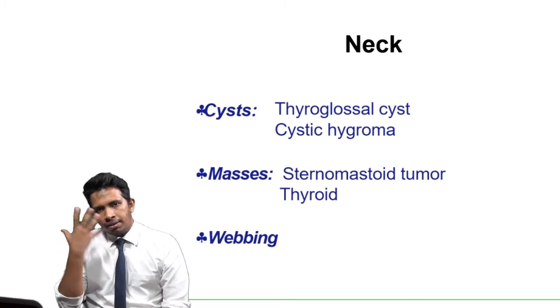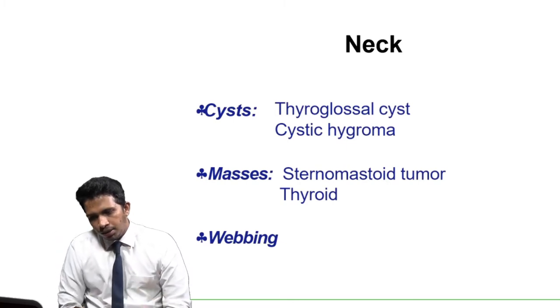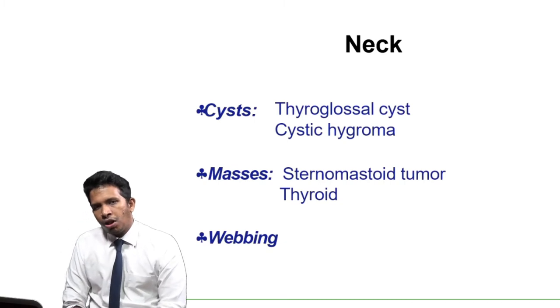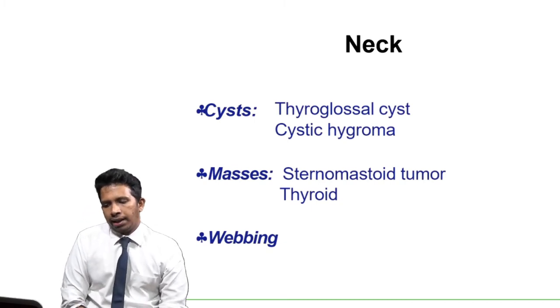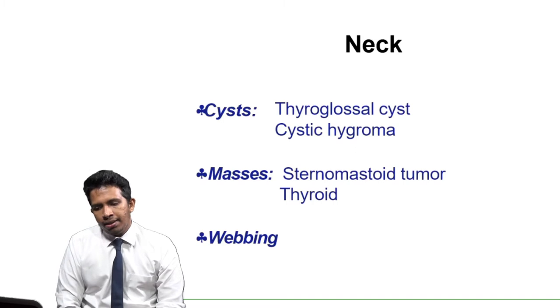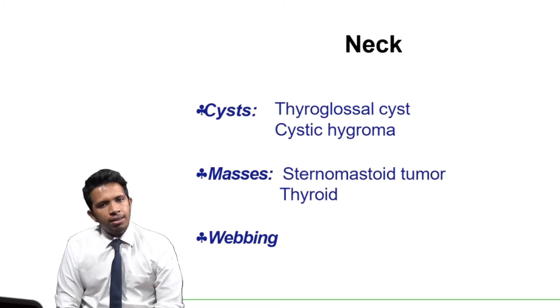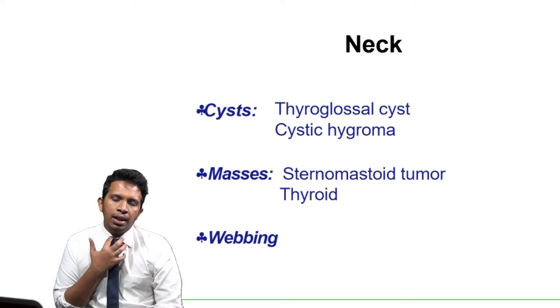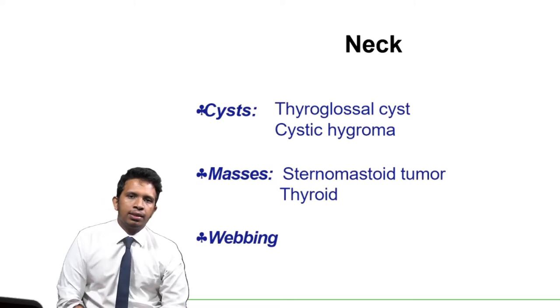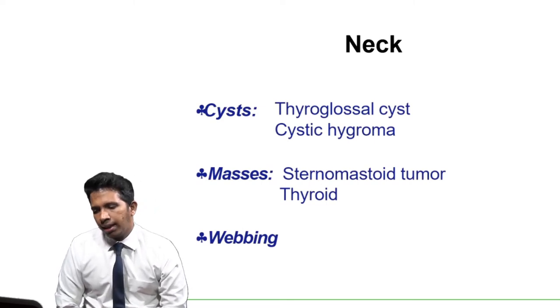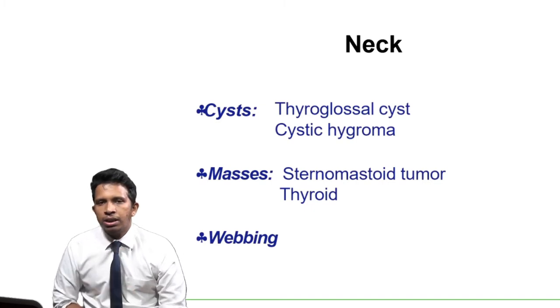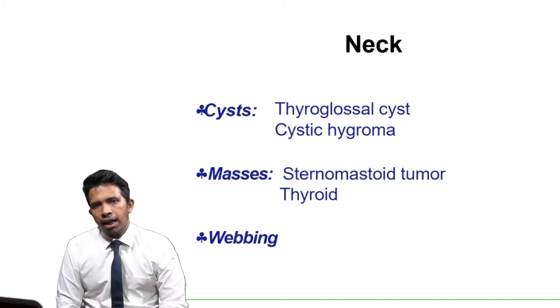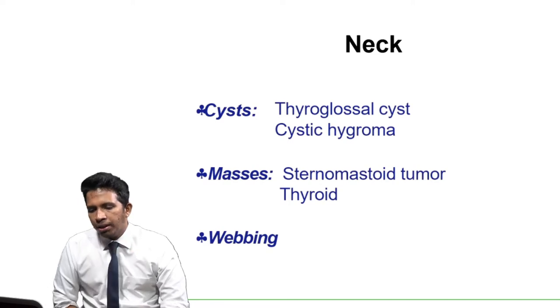Now we have done the head, let's move to the neck. So in the neck, what can we have? Commonly, we can have swellings in the neck. It could either be cysts or masses. Cysts are normally thyroglossal cysts, where the thyroglossal duct which was developing hasn't closed, and fluid gets collected there, and there'll be a midline cyst in the middle of the neck. Or cystic hygroma, again a collection of fluid. Then masses such as a sternocleidomastoid tumor and thyroid tumors.